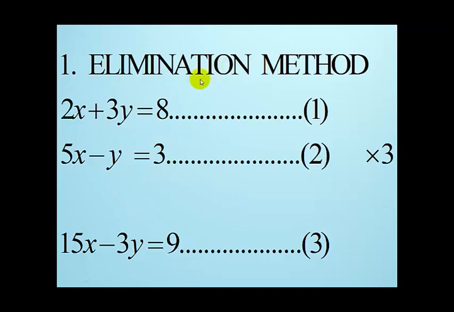So now we understand how the elimination method goes. We multiplied equation 2 by 3, and that is how we got equation 3. I guess by now you understand how we had equation 3. So now let's proceed.